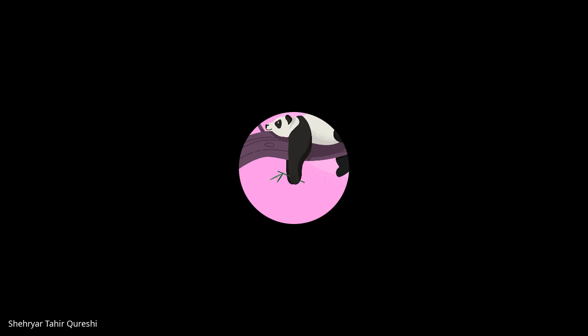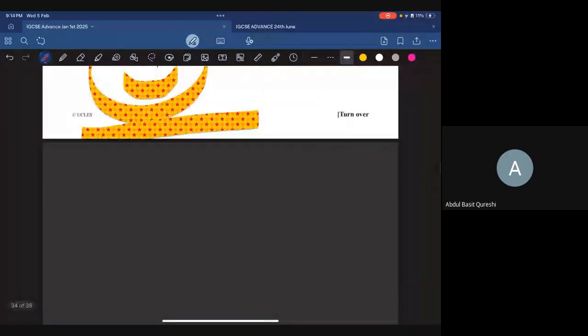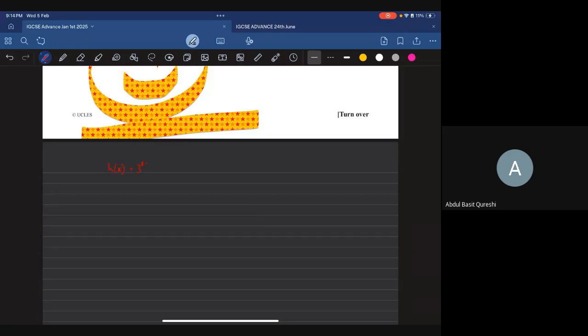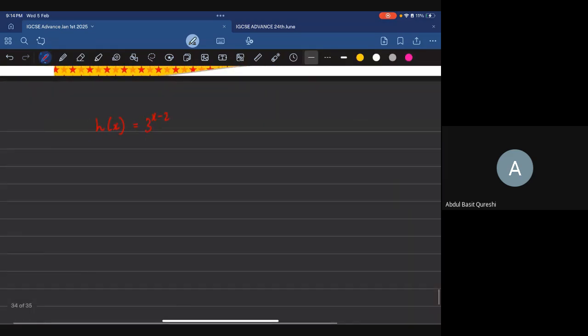Let's try to solve this question first. h of x is equal to what, Basit? 3 raised to the power x minus 2. Clear, Basit? Yes, sir. What should I do with this, Basit? First of all, let h of x be equal to y. Yes, Basit, what can happen next? So it's going to be y is equal to 3 raised to the power x minus 2. Clear?